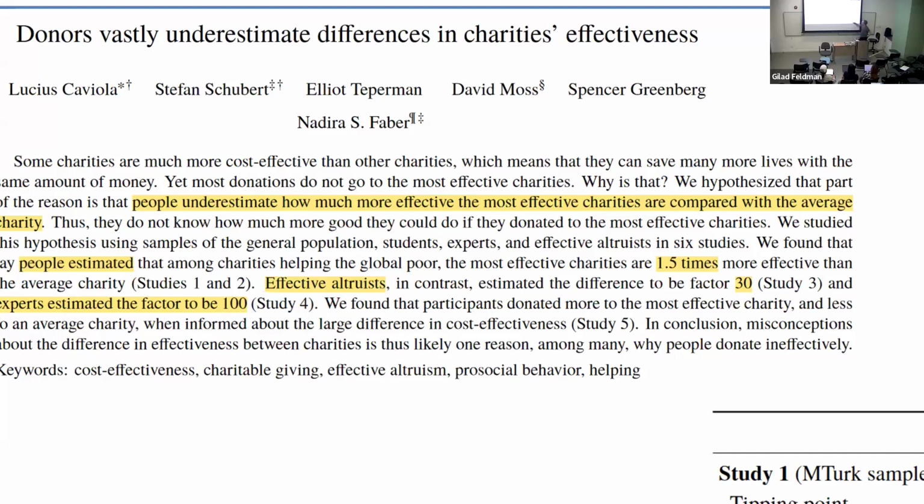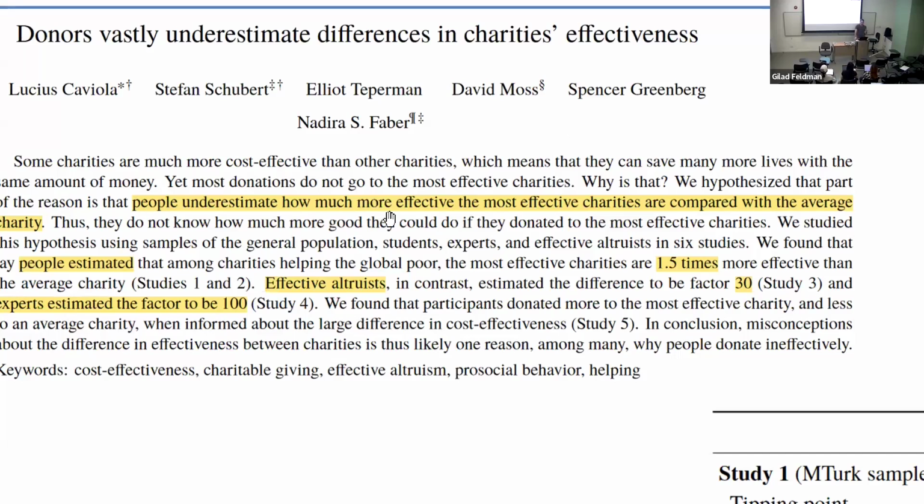A lot of other people that I know, like Nadira and Stefan, are early career researchers but big names in the effective altruism movement who are academics, doing some amazing research about what we can do in order to increase effectiveness. So I'll just show you from here what the conclusions are. I'll just read it to you.